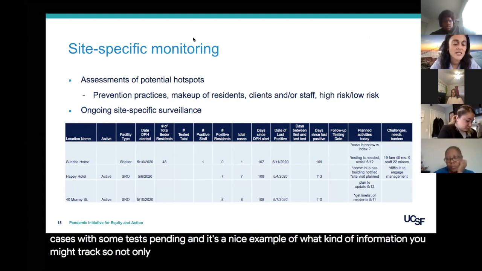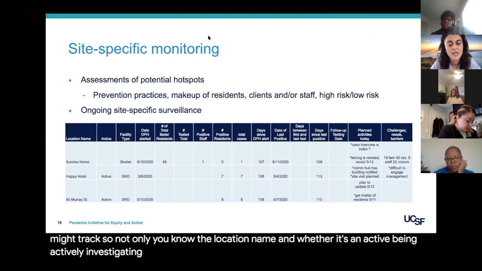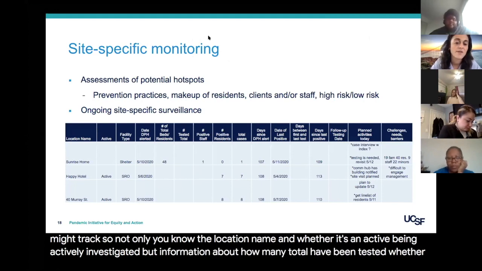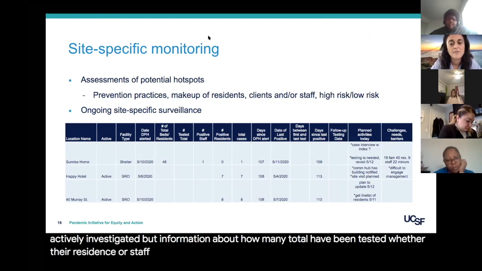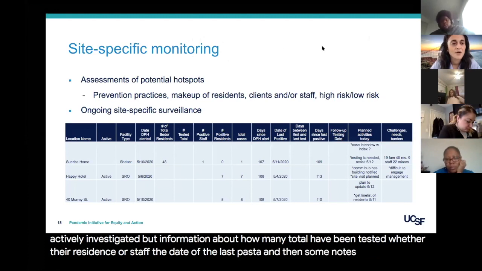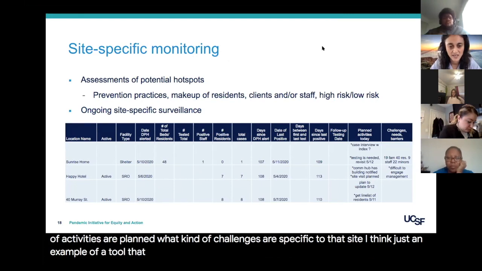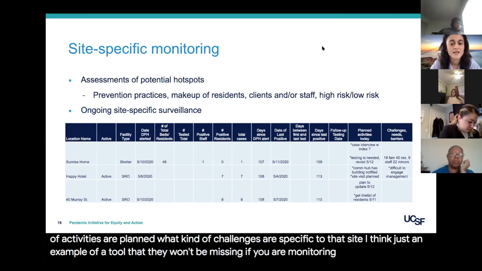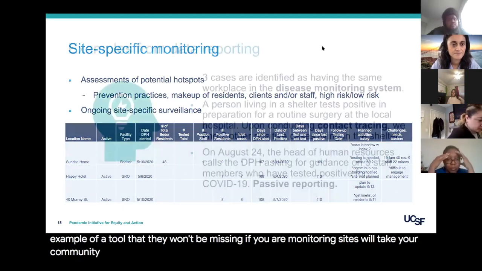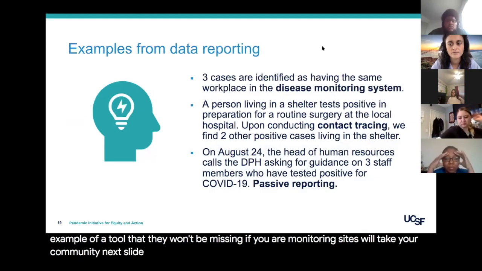So not only the location name and whether it's being actively investigated, but information about how many total have been tested, whether they're residents or staff, the date of the last positive, and some notes about what kind of activities are planned and what kind of challenges are specific to that site. So this is an example of a tool that you might be using if you are monitoring sites within your community. Next slide.